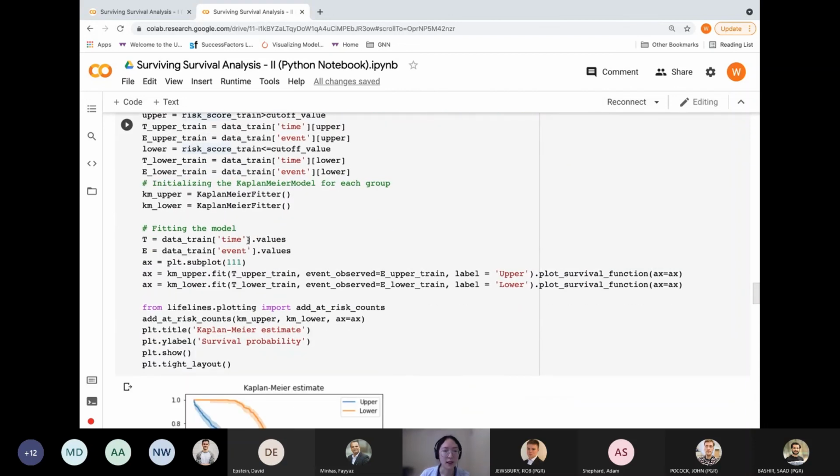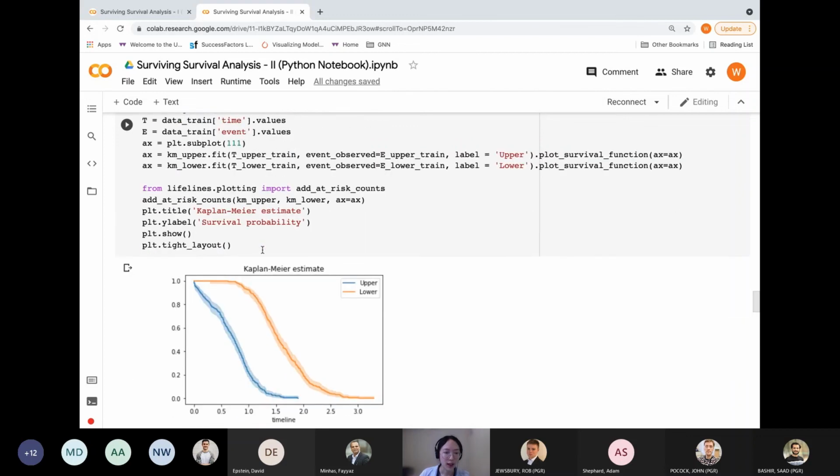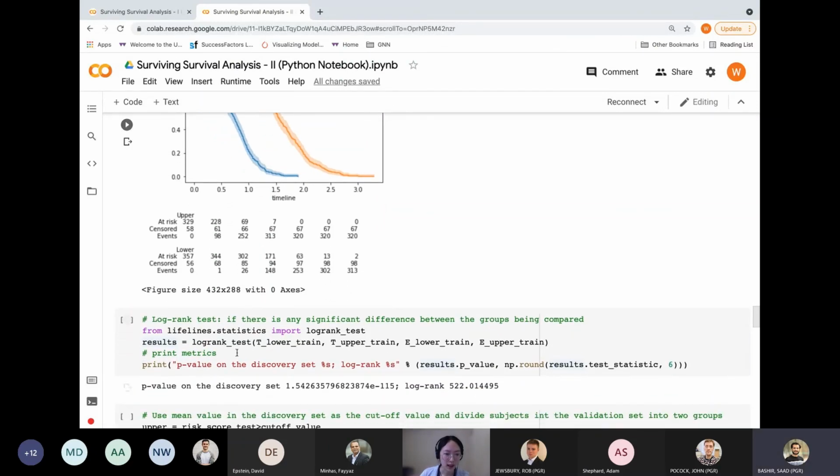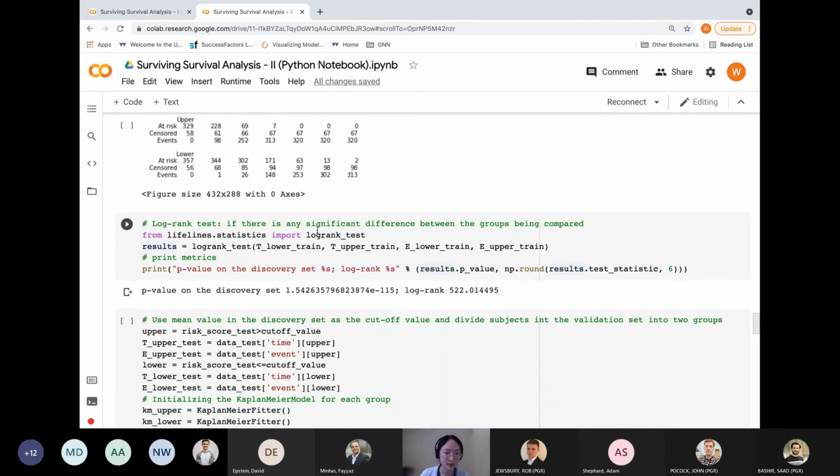Then we can fit this Kaplan-Meier model on these two groups and use the log-rank test to calculate this p-value on this data set. So here we get a p-value which is much smaller than 0.001, which means it is statistically significant to differentiate the survival probability between these two groups.